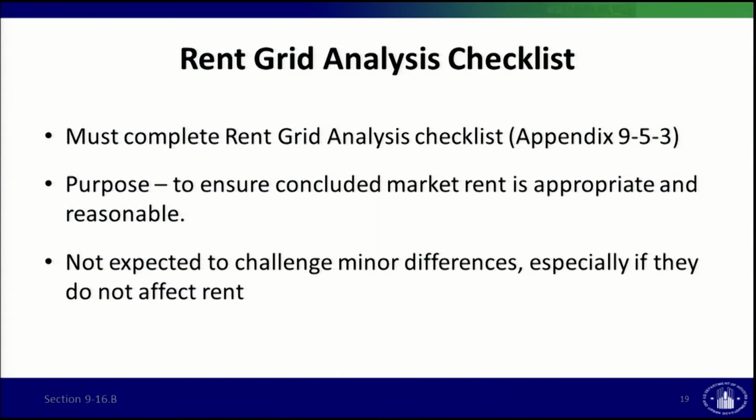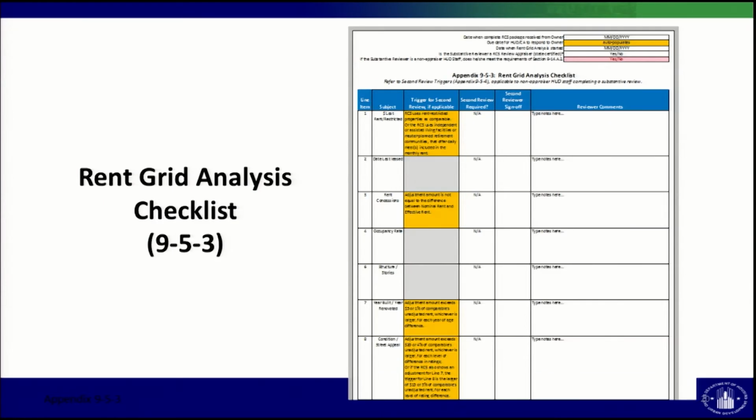You must complete the rent grid analysis checklist to help ensure the concluded market rent is appropriate and reasonable. Now, when completing the checklist, you're not expected to challenge minor differences, especially if they don't affect the rent. This form follows the structure of the rent grid, and you should use it during the review of the grid.